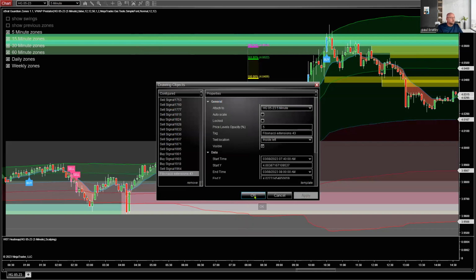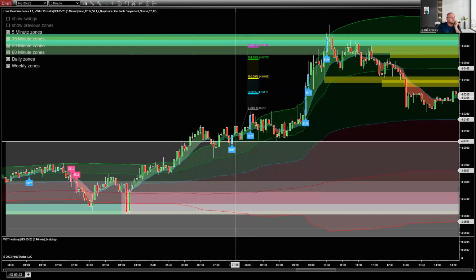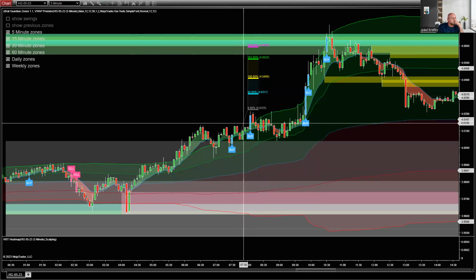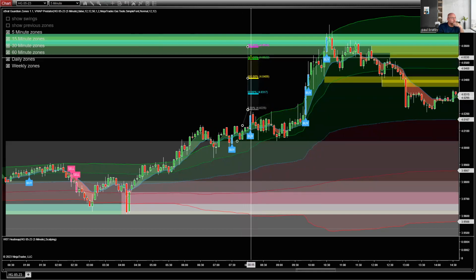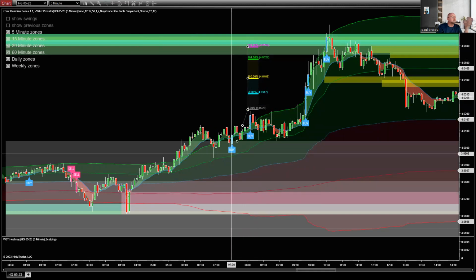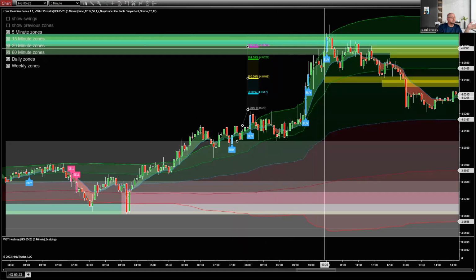Yeah, so a 1 to 1.6. There's my stop down here. There's my entry, risk reward 1 to 1.6. I'm going to take the trade. It goes all the way to that resistance, okay?